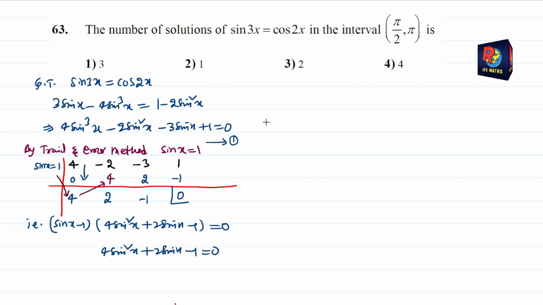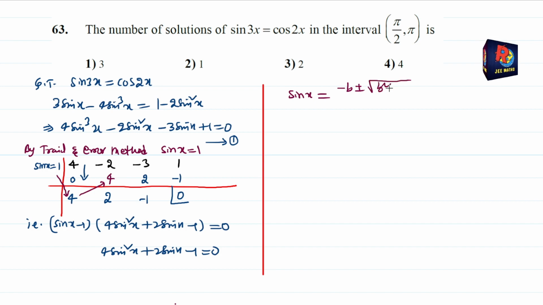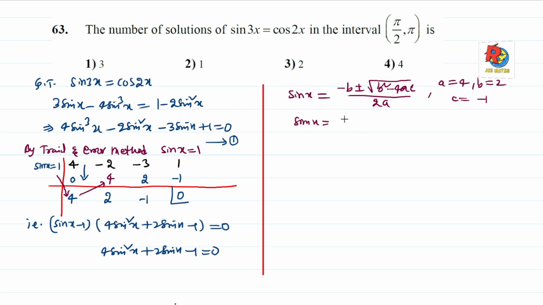If I solve this equation, you can observe that factorization is not possible here. That's why I can take the formula directly. So sin x is equal to minus b plus or minus square root of b square minus 4ac, by 2a. Here a is 4, b is 2, and c is minus 1. If I substitute, sin x is equal to minus 2 plus or minus square root of b square minus 4ac.